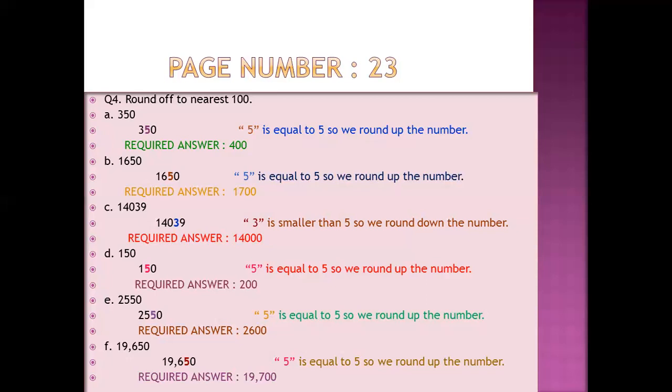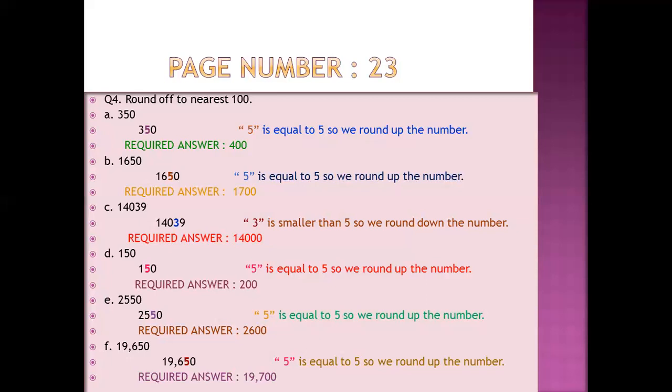Then the next is 2550 and 5 lies on the tens place. Also 5 lies on the hundreds place, but according to our rule we concentrate on the 5 which lies on the tens place. And 5 is equal to 5. It means that we round up our number and the answer is 2600.